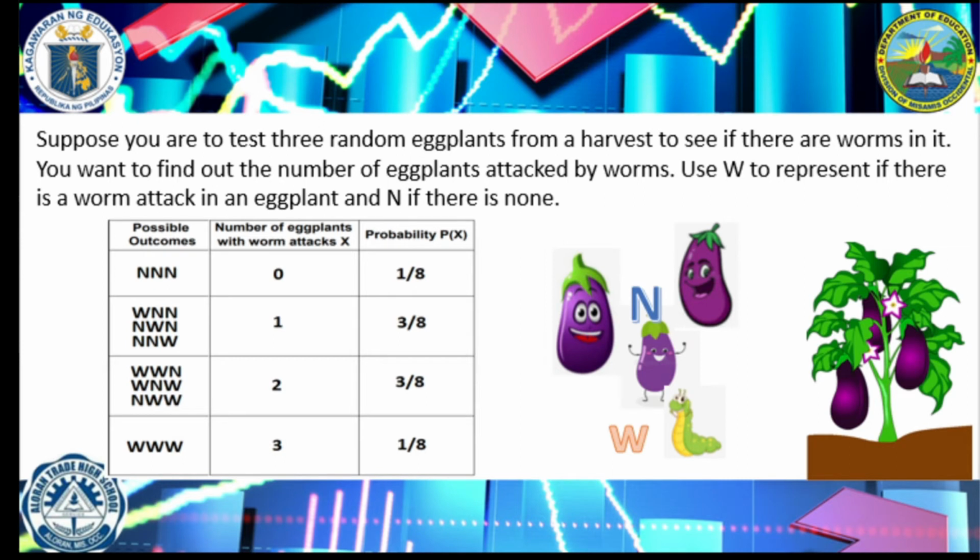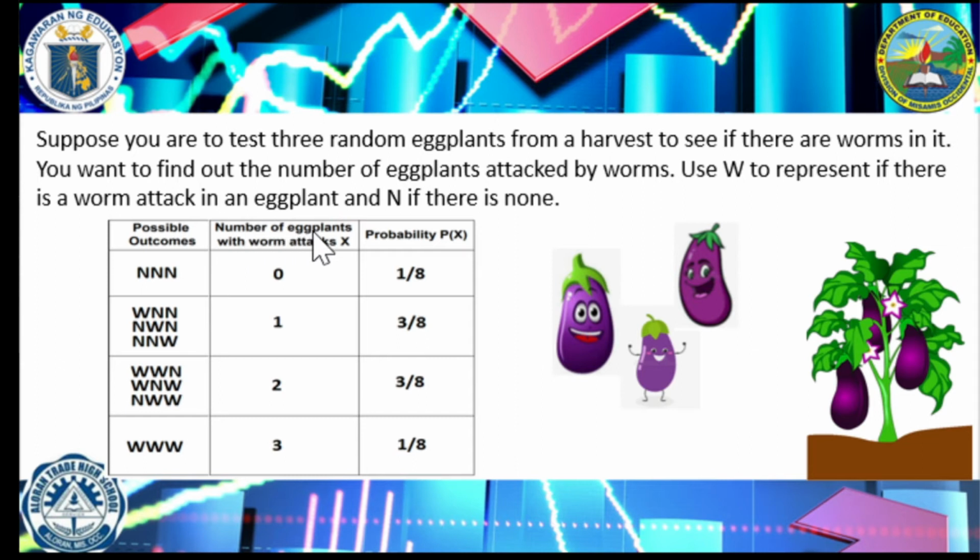The first column talks about the possible outcomes. The second column is recording the number of eggplants with worm attack, while the third column is the probability. So first, we observe each of the eggplants, and if our observation tells us that there is no worm attack in each of the 3 eggplants, then our possible outcome will be N, N, N.